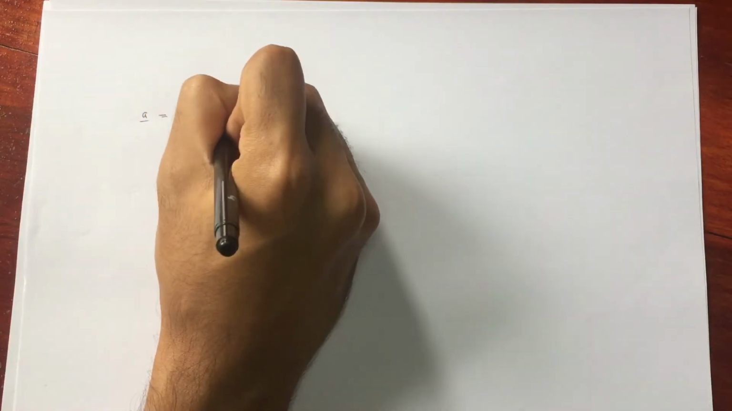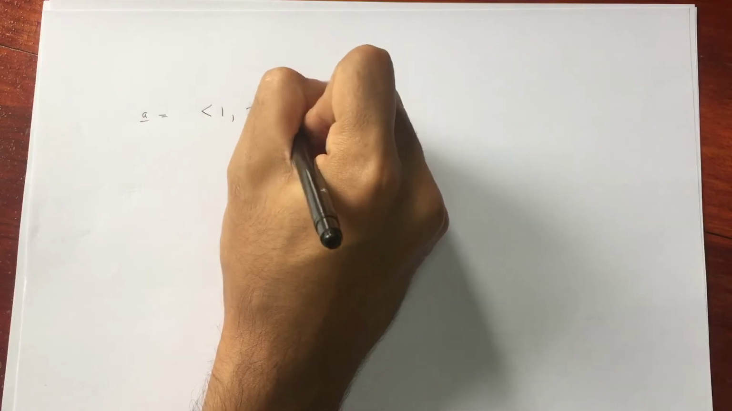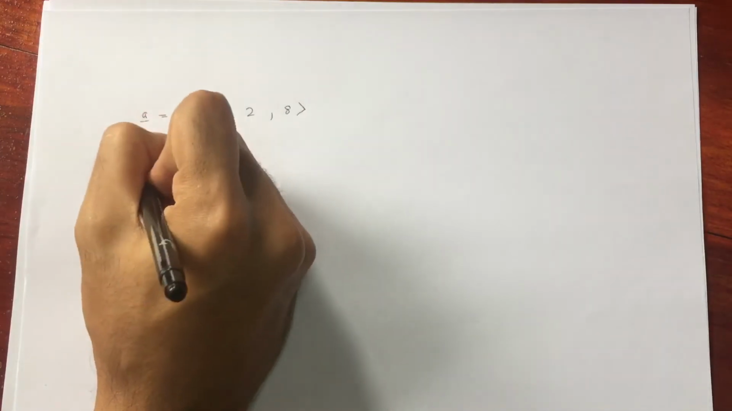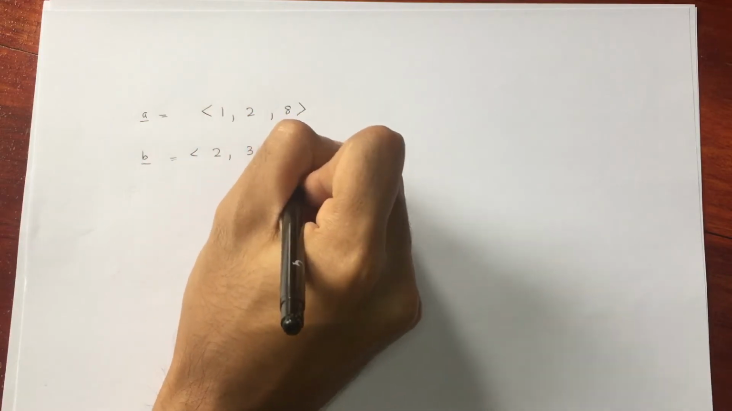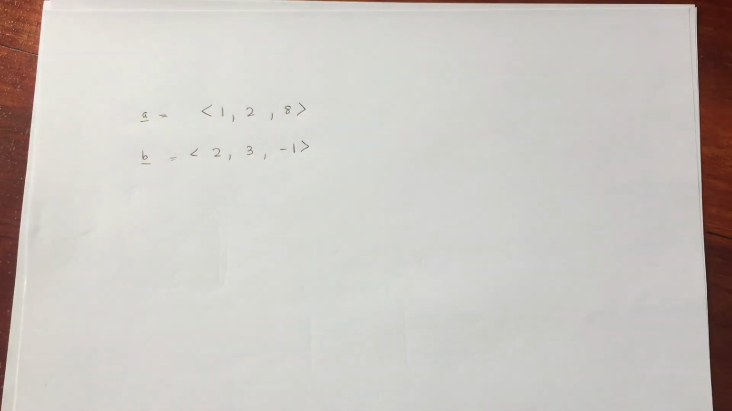Over here they have given two vectors and I'm going to write those two. Let's say the first one is vector A: 1, 2, 8, and the next is 2, 3, minus 1. They are asking about the angle between these two vectors. It's not a big deal, you can easily find that, but you need to know the concept very well to figure it out.